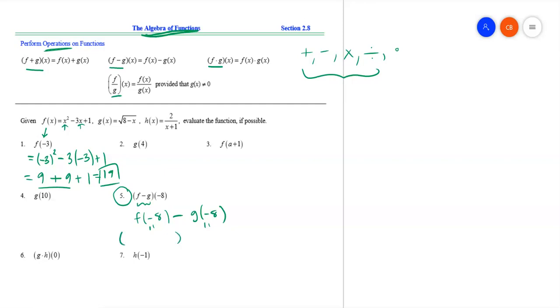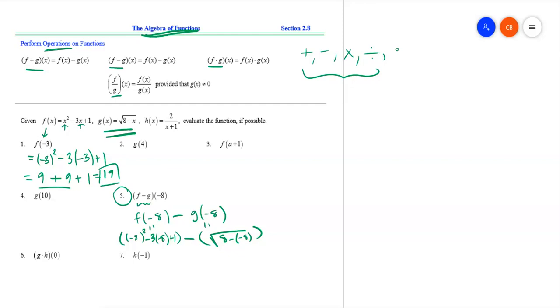So we're going to find f of negative 8 there, and then we're going to subtract g of negative 8, which is going to be there. And so for f of negative 8, we want to have negative 8 squared, minus 3 times negative 8, plus 1. And same for g, we're plugging negative 8 into this expression for g that we have up there, so it will go square root of 8 minus x, so minus negative 8 like this one.